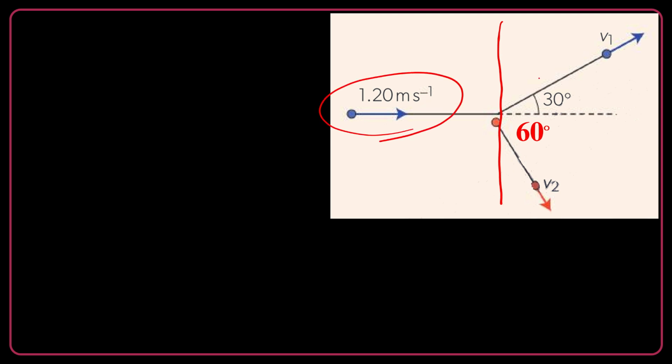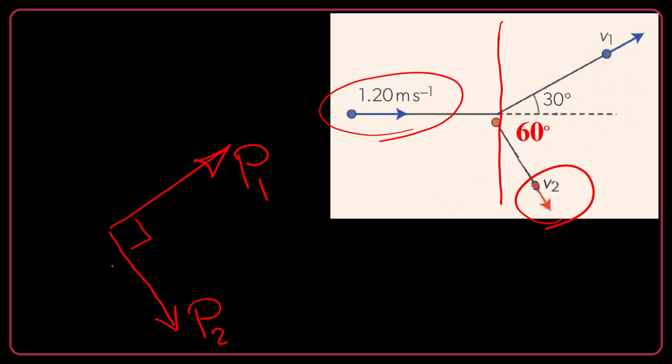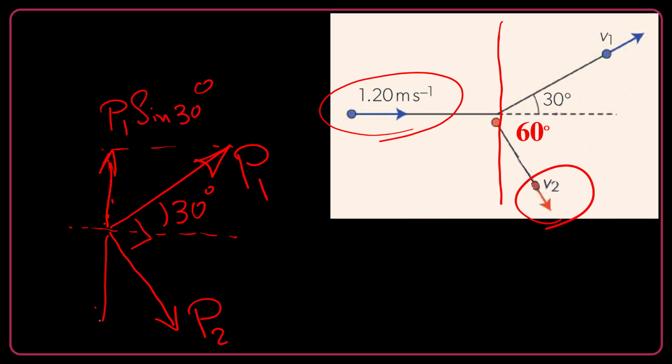So in vertical direction, if I have a V1 like that, I have also the P1 like that. And the other is P2 here to the same direction as V2. They are perpendicular. More than that, here I will have a vertical component of P1, which is good. If this is 30 degrees, it's going to be P1 sine of 30 degrees. And likewise for P2, it is 60, so it's going to be P2 sine of 60 degrees.